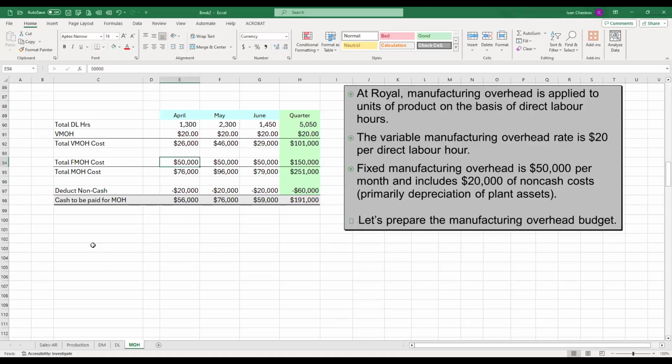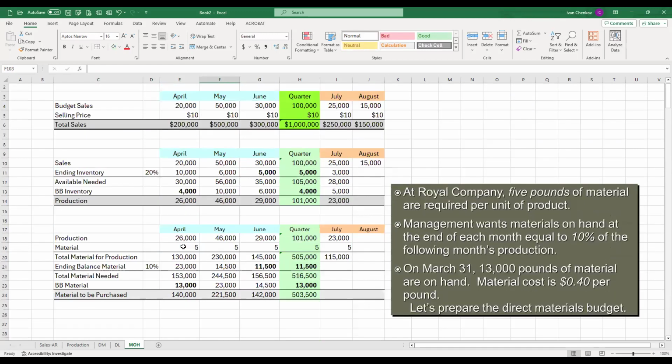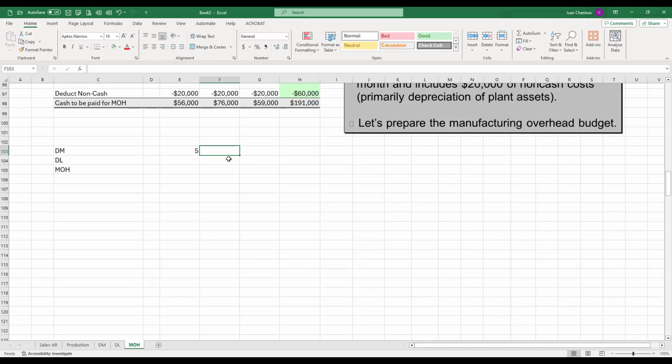So in order to get our inventory, we need three things. We need the direct material, we need direct labor, and we need manufacturing overhead, correct? Direct material is easy. For every product, we need 5 pounds. And for every pound, how much are we paying? For every pound we're paying 40 cents. That's our cost per pound.